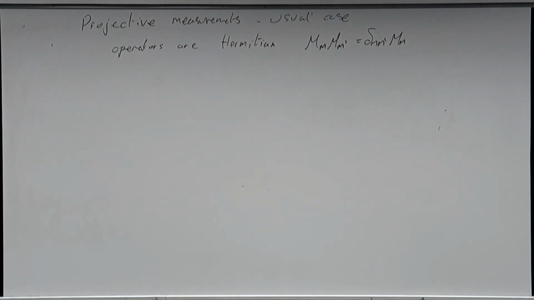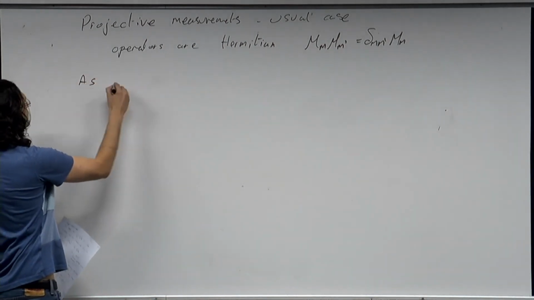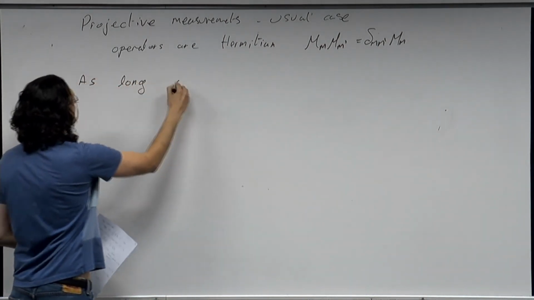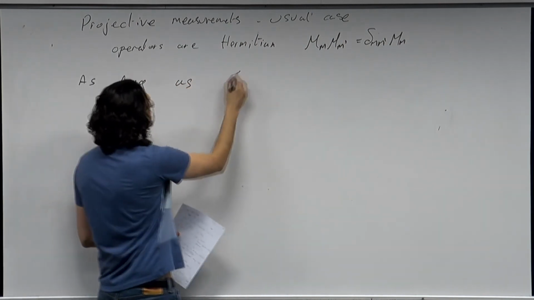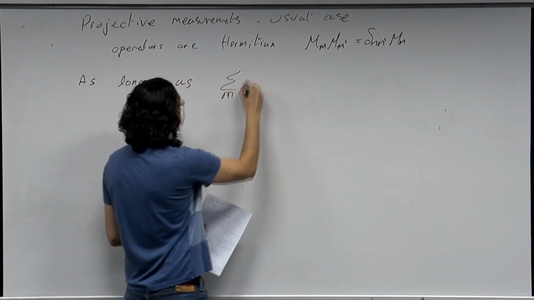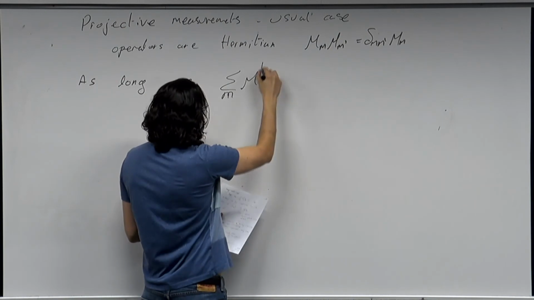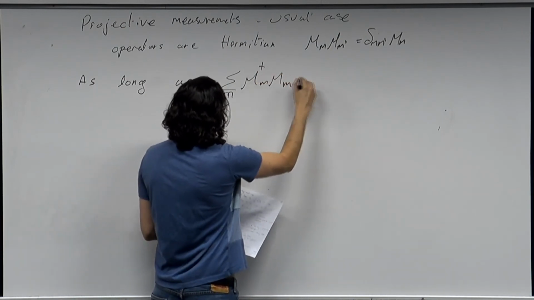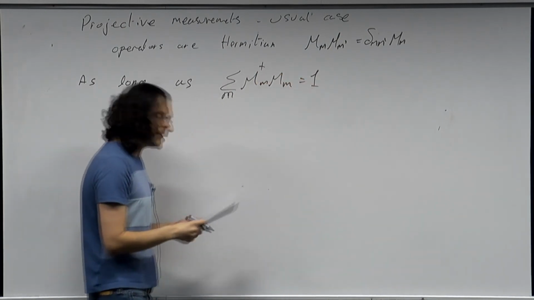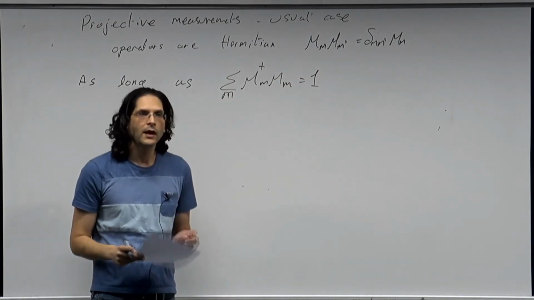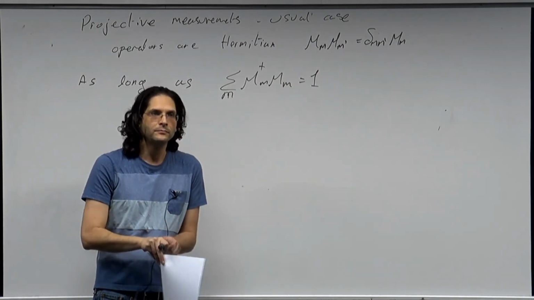Okay. As long as the sum over m of M_m dagger M_m equals 1, okay, then you have a measurement.